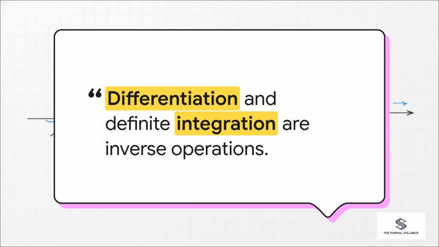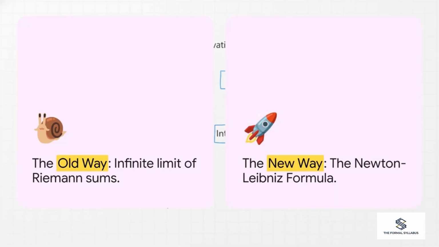The problem of finding a tangent line, differentiation, and the problem of finding an area, integration, are exact inverses. If you integrate to find an area and then take the derivative of that area, you end up right back at the original curve you started with. This realization absolutely changed the game.